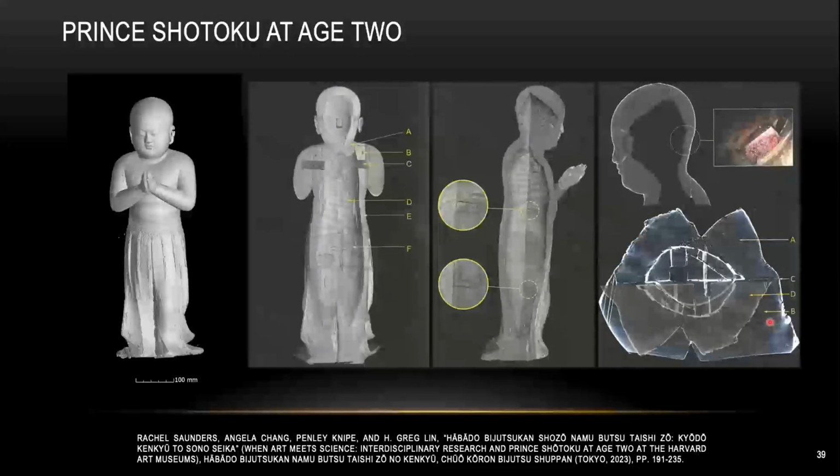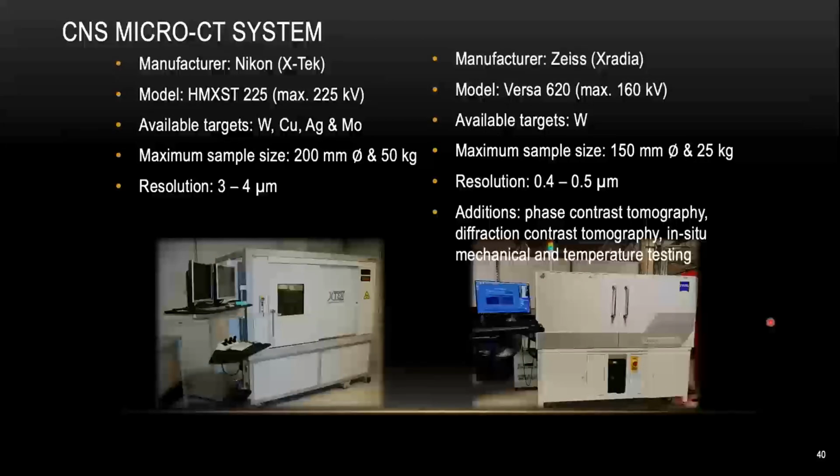So that's pretty much everything. At CNS right now, we have 2 micro CT systems available to users, and they come from different vendors. The one on the left is a Nikon machine, and the one on the right is a Zeiss machine, with different kinds of resolution. The Nikon is an older machine, but it has a larger chamber, so it can handle a much larger sample size. The Nikon machine also has different target materials available for different imaging.